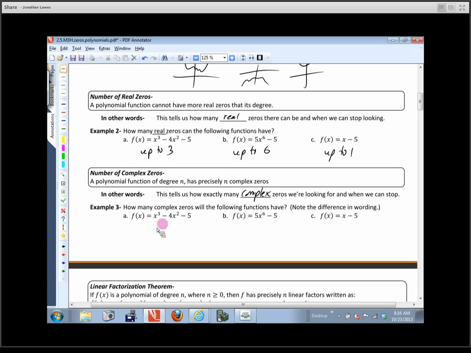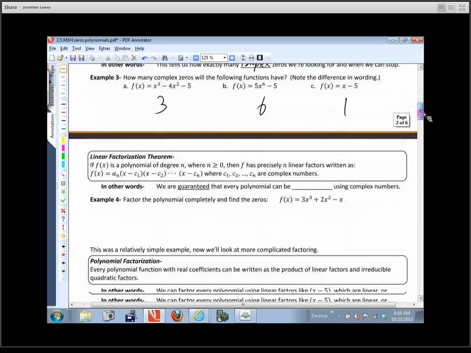So how many complex zeros will this one have? 3. Not up to 3. It will have 3 complex zeros. We can find them all. And remember, when we say complex zeros, we're including the real ones and the imaginary ones. Okay? So how many is this going to have? It's going to have 6. And if we were asked to do that problem, we would have to find all 6 of them. Okay? And on this one right here, guaranteed that it's going to have 1. Okay? And we'd be able to find that 1. Okay, any questions there?